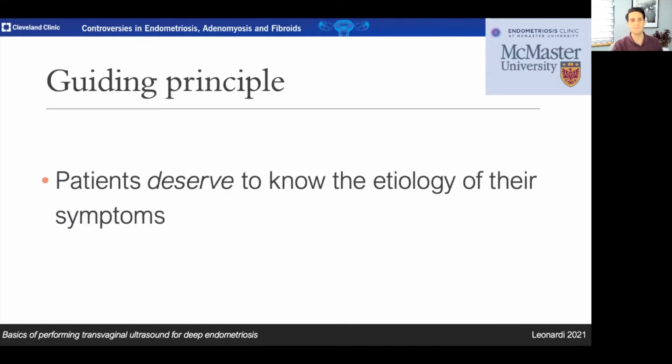For me, one of my guiding principles is that patients really deserve to know why they're experiencing the symptoms that they're experiencing. For a long time, we have believed that a clinical or presumptive diagnosis of endometriosis is acceptable. And in the absence of very good imaging, that is entirely appropriate. But as we're evolving in our imaging, we can be much more refined in how we diagnose individuals, giving them control over their body by telling them what is actually going on.